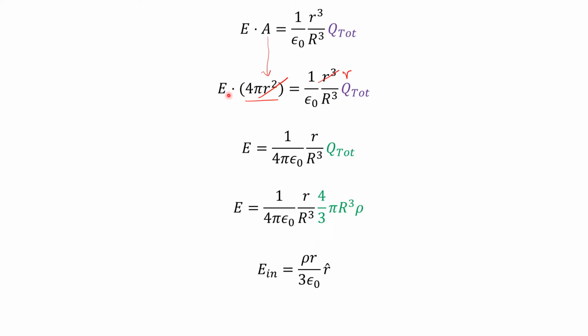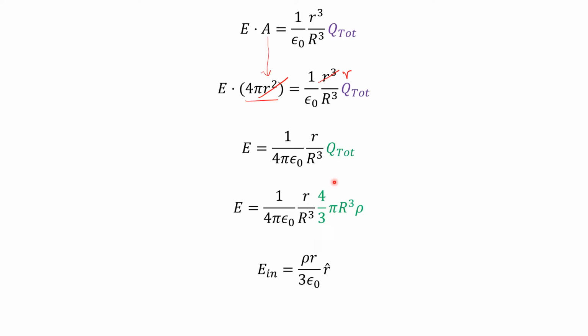So you bring 4 pi to the right hand side, and E is equal to 1 over 4 pi epsilon naught, times r divided by capital R cube, times Q total. The total charge is the total volume of the sphere multiplied by rho. Rho is the charge per unit volume, so if you multiply it by the volume, you will get the total charge.